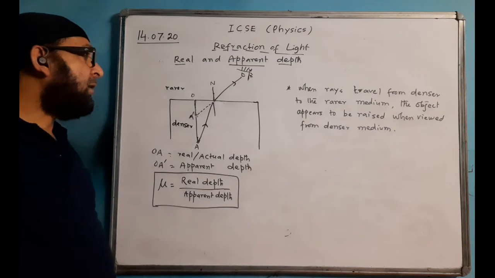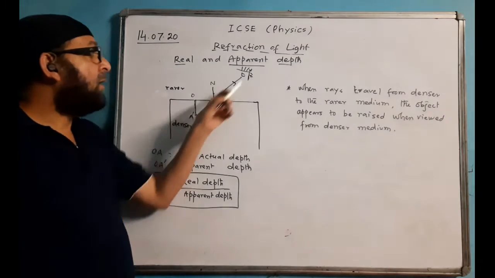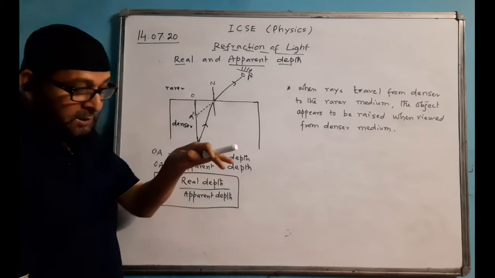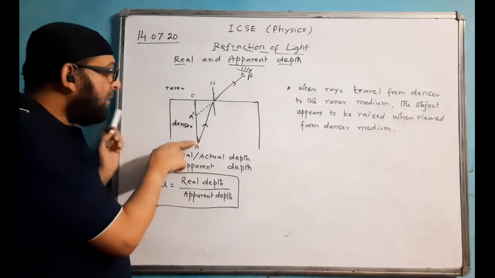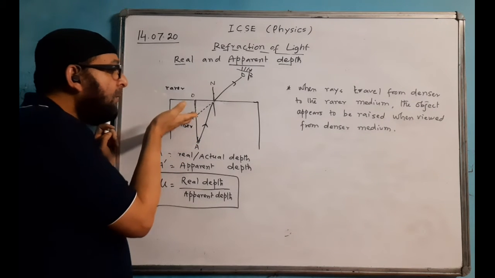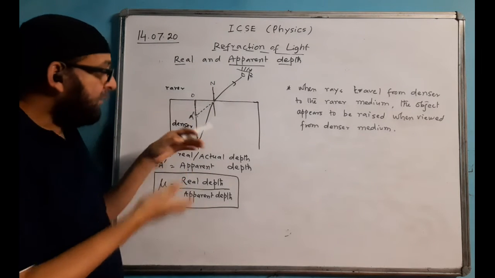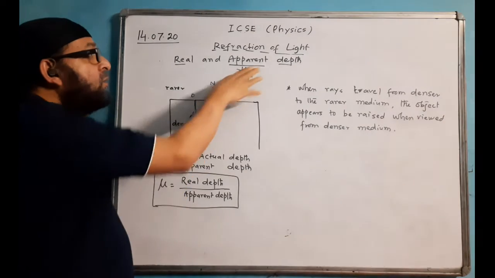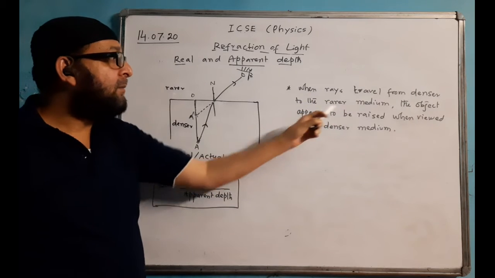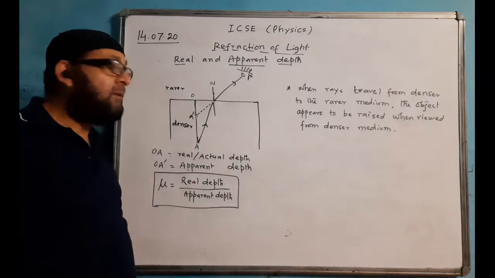Now, one observation here: when the object lies in the denser medium and the observer sees the object from the rarer medium, then he finds the object's position will appear raised. This is the actual position, but the object's position is appearing to be raised. Not actually, but the observer feels that the object is raised. So this is also due to refraction effect. So when rays travel from denser to the rarer medium, the object appears to be raised when viewed from the rarer medium.